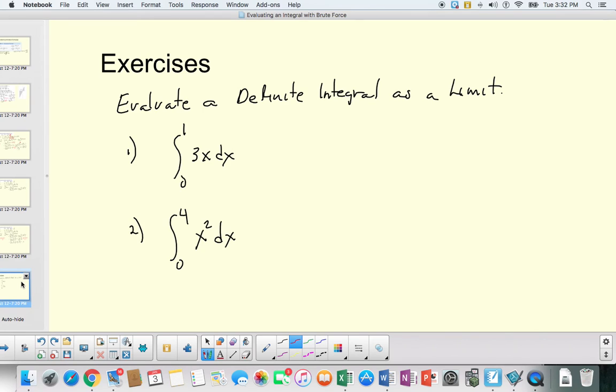For your exercises, I want you to evaluate these two definite integrals. They have the same type of form, a little change, and if you follow the examples, I'm sure you'll be very successful.